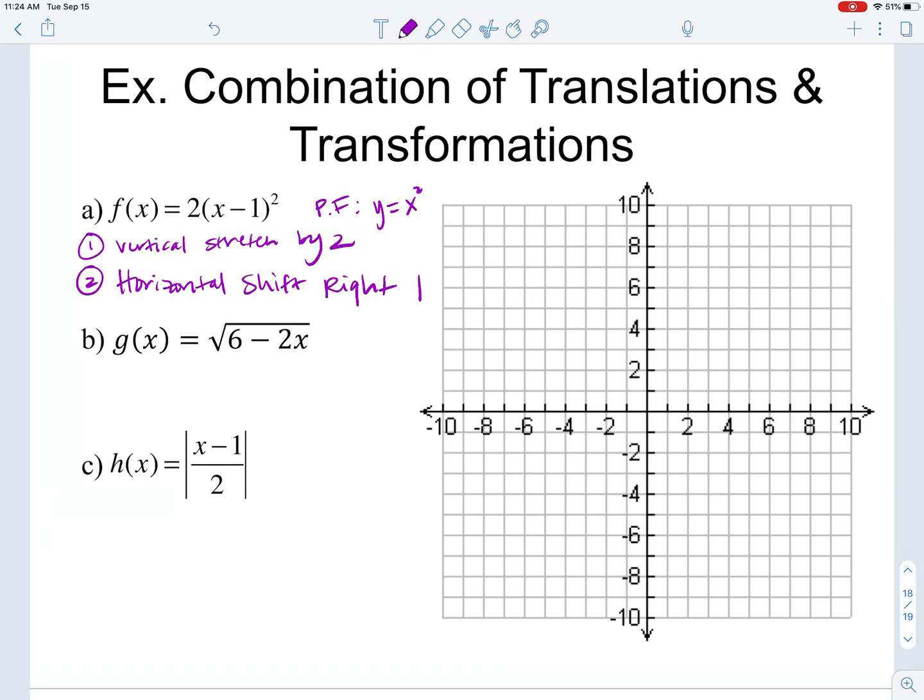So the point 0, 0, when stretched by 2, nothing would happen. It would stay at 0, 0. But then shifting to the right 1 would be at 1, 0. The point 1, 1, when vertically stretched by 2, would go to 1, 2. And then I need to shift to the right 1 to land me at 2, 2. The point negative 1, 1, when vertically stretched by 2, would put me at negative 1, 2. But then when I shift to the right 1, that lands me at 0, 2.